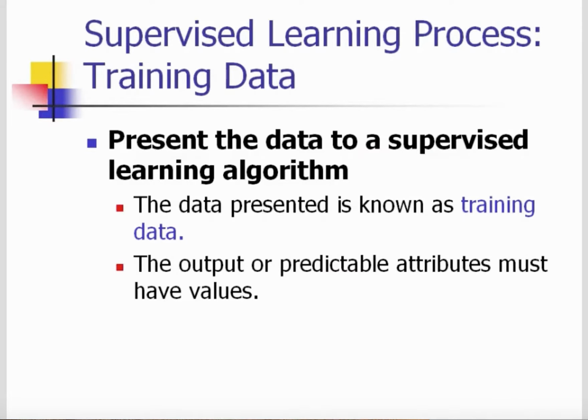Once we have our training data assembled, we present it to the supervised learning algorithm. As the slide mentions, the data that we present has the answers, with the diagnosis filled in. That's known as training data. In the training data, again, the output or predicted attributes must have the values.